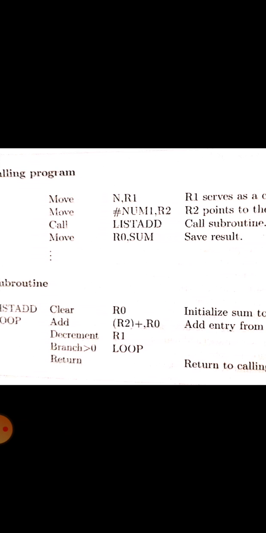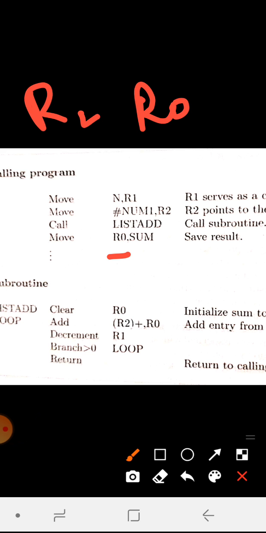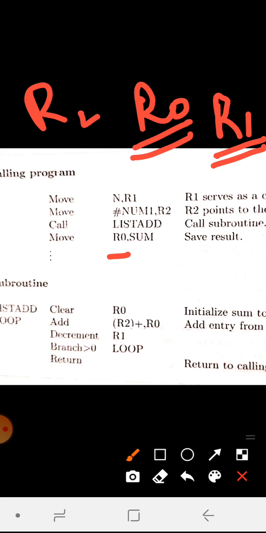Hope you remember we have done a program for adding n numbers and storing the result in R0. We will be using a pointer to point to the different locations where the data is stored, and we will be using R1 as a counter. So now we are using three registers: R0 to store the final result, R1 which is acting as a counter, and R2 which is acting as a pointer.